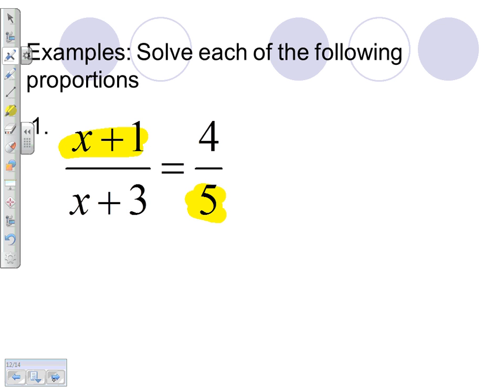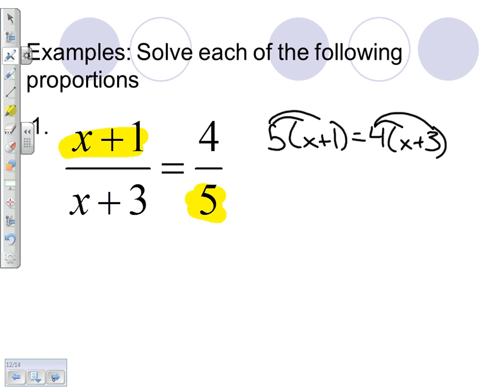It's not just 5 times x, though. It's 5 times, so we've got to write it with some parentheses. 5 times x plus 1 is going to equal, what's the other product? Why did I write the parentheses like that? Because I have to distribute. And it's because of what I just said. It's not just 5 times x, it's 5 times that whole thing. So distribute the 5, distribute the 4. What do I get?